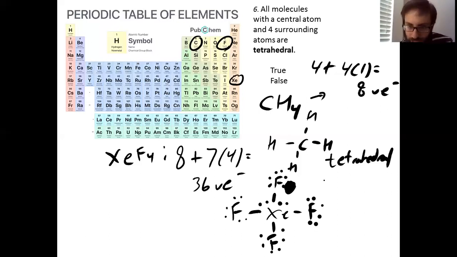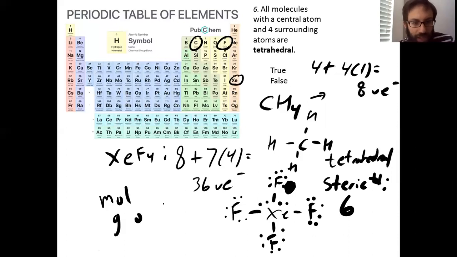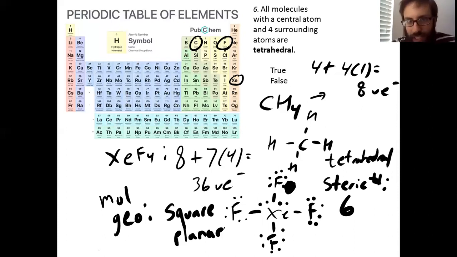What's the steric geometry then? Well, the steric number is 6. So this is based on the octahedron, and for the molecular geometry, when you have 2 lone pairs, you take off 2 of the caps of the octahedron, that gets you square planar. So not tetrahedral. That's an example where this would definitely be false. So this is false.